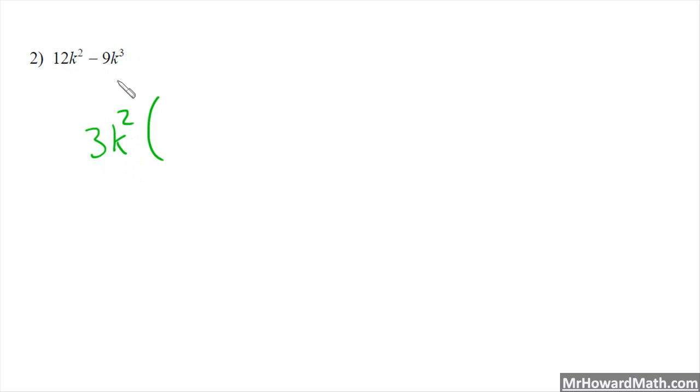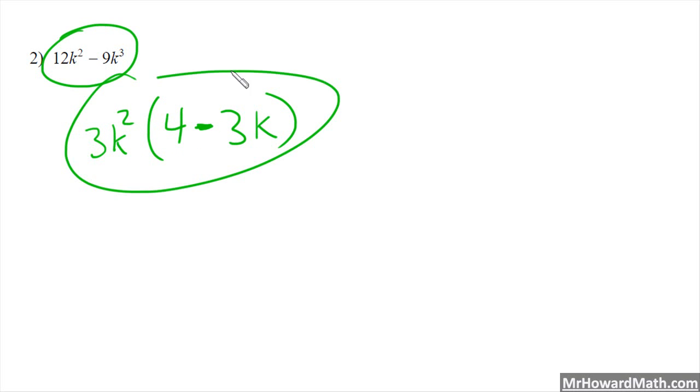So now what's going in here is after we've divided out a 3k squared. That's the way you're thinking about it in your mind. So think about it this way. 12 divided by 3 is 4, so that would be left over. K squared divided by k squared cancels, so this first term is just a 4. And then we'll be subtracting here. So 9 divided by 3 is 3. K cubed divided by k squared is just k. So 4 minus 3k in parentheses.